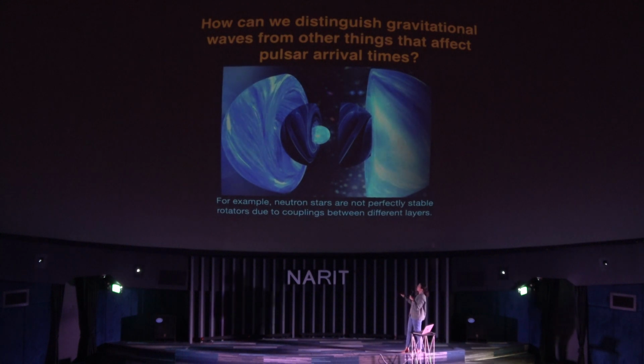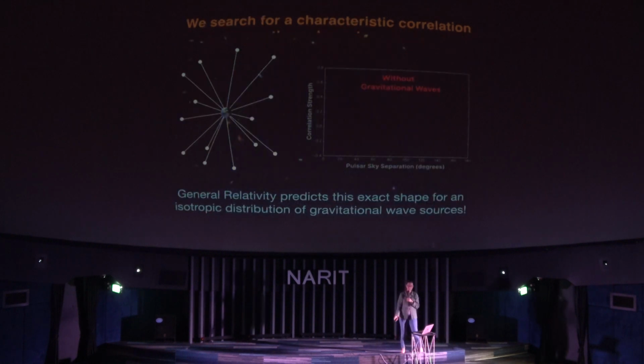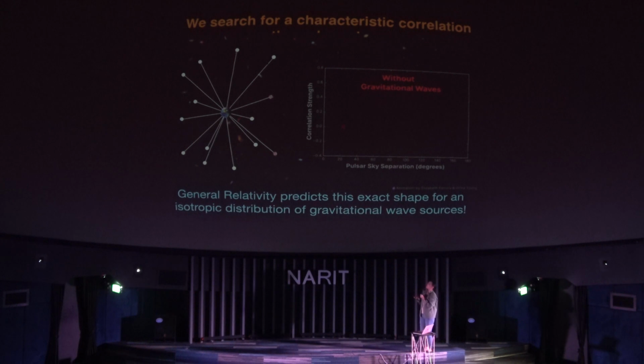Like for instance, the pulsars themselves, this is a cartoon of a pulsar. They have all these different layers. They're not perfect rotators. There might be some noise in the pulsar spin that looks like gravitational waves. And how do we tell them apart? Well, what we do is we are looking for a very special signal. So what this plot shows, this is the Earth. These lines go out to all our different pulsars. And we are looking for a correlation as a function of the sky separation of the pulsars that's predicted exactly by general relativity. And let's see what that looks like.